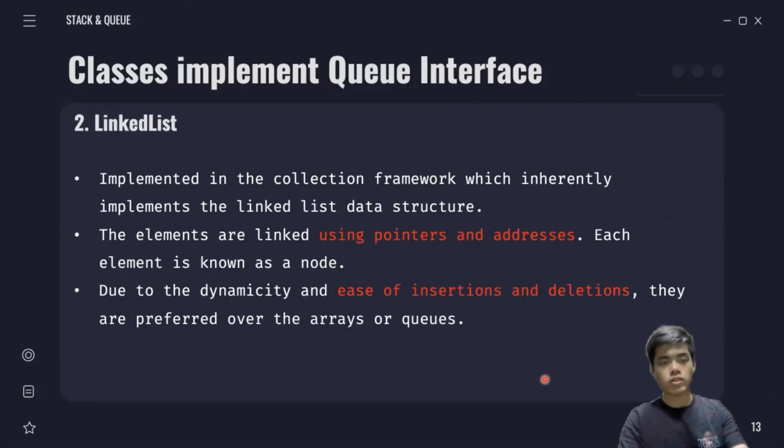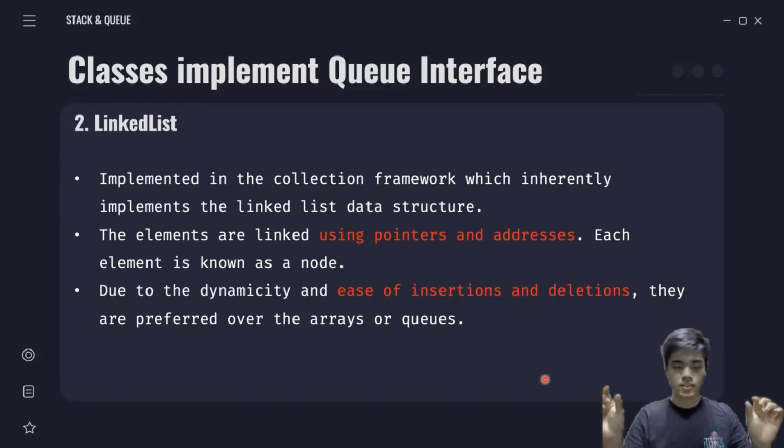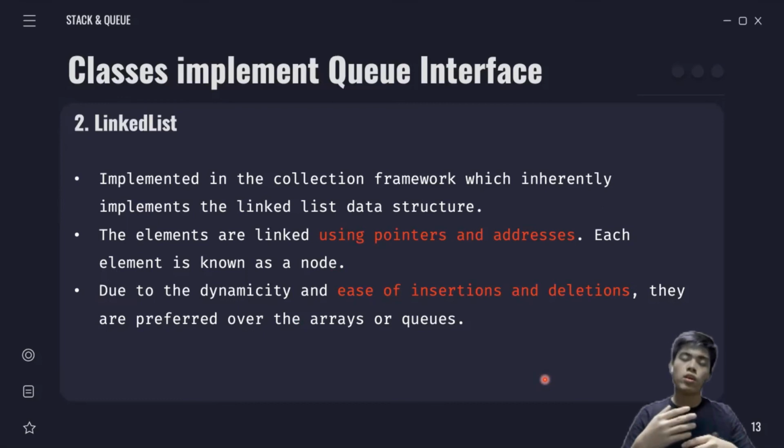The second one I want to introduce is LinkedList. LinkedList is a class which is implemented in the collection framework, which inherently implements the linked list data structure. It is a linear data structure where the elements are not stored in contiguous locations, and every element is a separate object. Each element is known as a node with pointers and addresses. Due to the dynamicity and the ease of insertion and deletion, linked lists are preferred over arrays or queues.